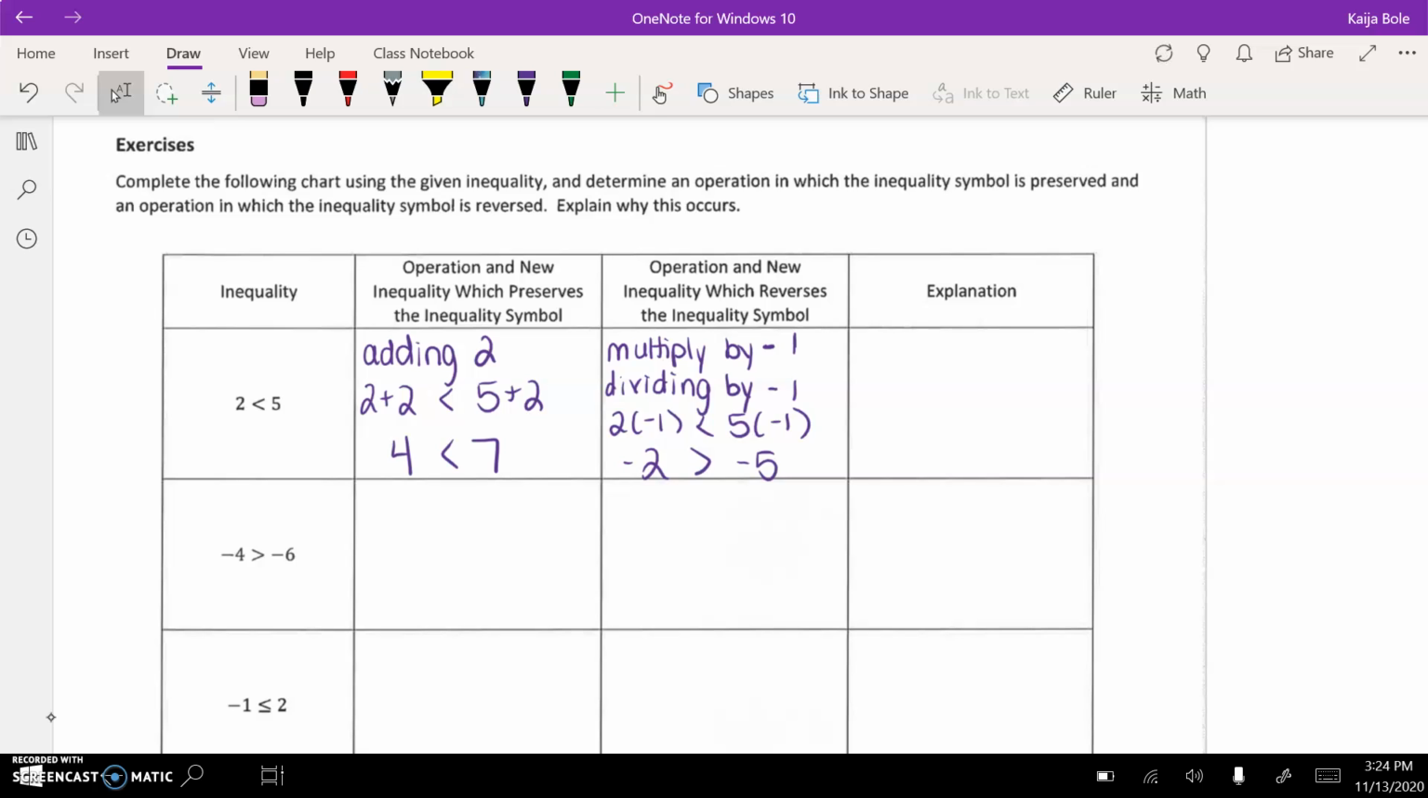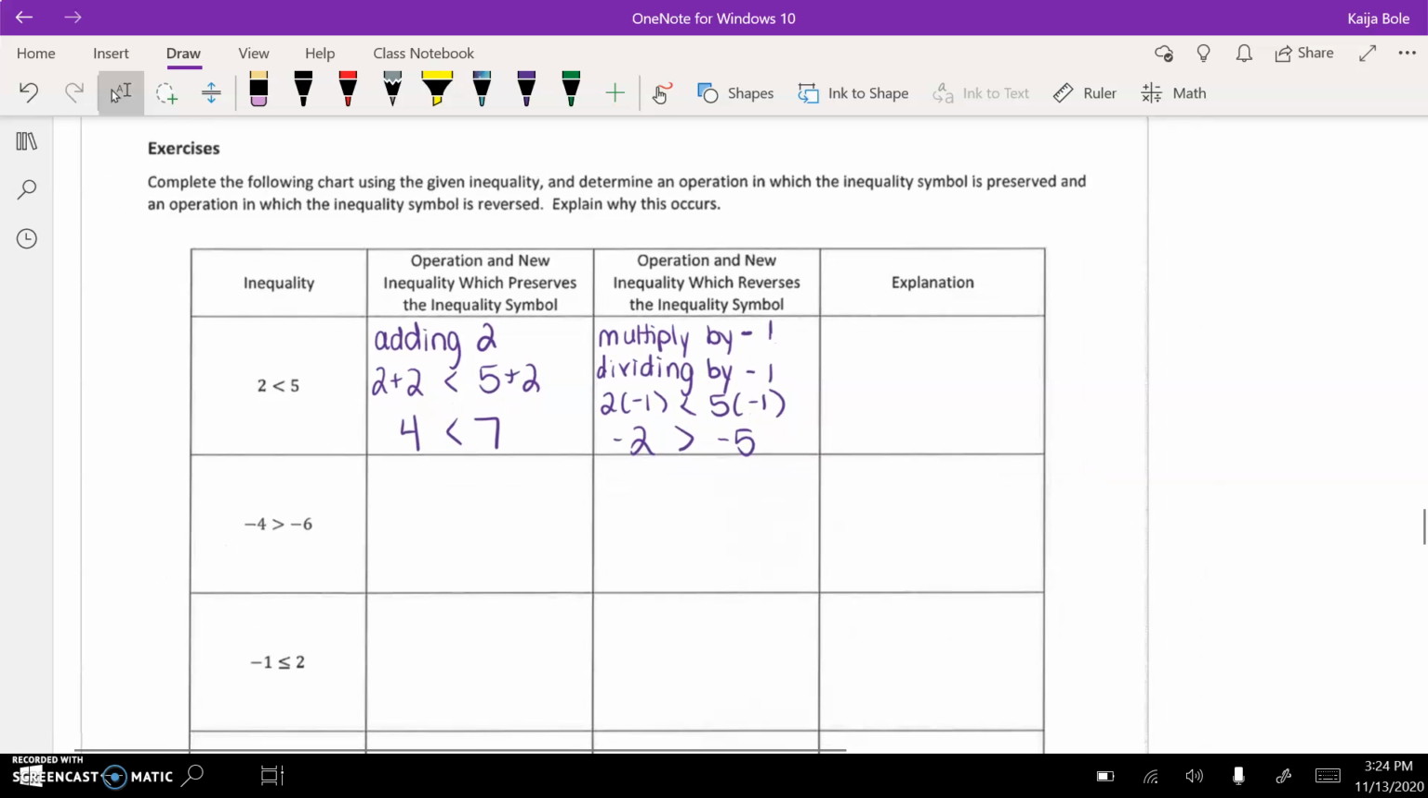So really the theme of all of this, hopefully you kind of saw it through your own little exploration, is that when you multiply or divide by a negative, the inequality symbol gets flipped. Okay, adding, subtracting, multiplying by a positive, dividing by a positive doesn't do anything to it. It's just when that sign changes. Okay, so that's all we'll do for the notes, and we'll do some more practice together in the classroom.